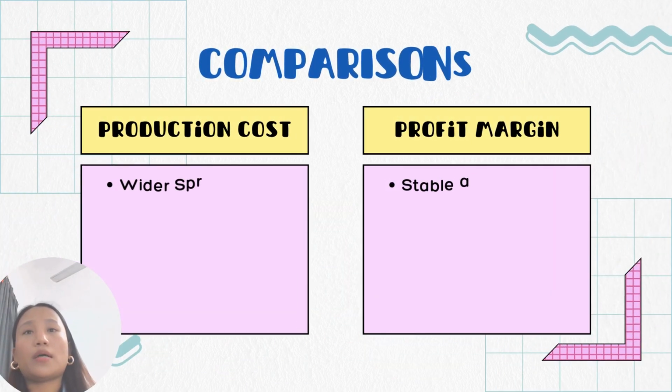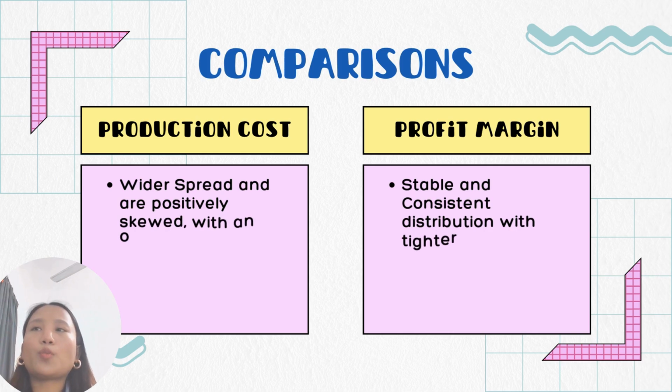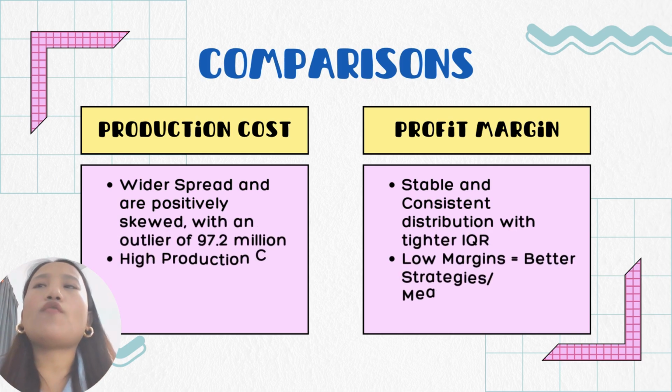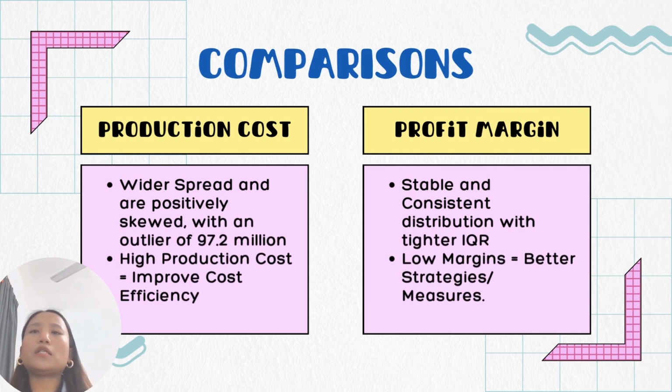And finally, to summarize, the percentile and box plot that we have constructed and calculated for production cost have revealed several key insights. It has a wider spread and is positively skewed, with a notable outlier at 97.2 million. This indicates that companies with high production costs may need to improve cost efficiencies to remain competitive. Meanwhile, profit margin shows a stable and consistent distribution with a tighter IQR. This shows that companies with low margins should explore better pricing strategies or cost saving measures.